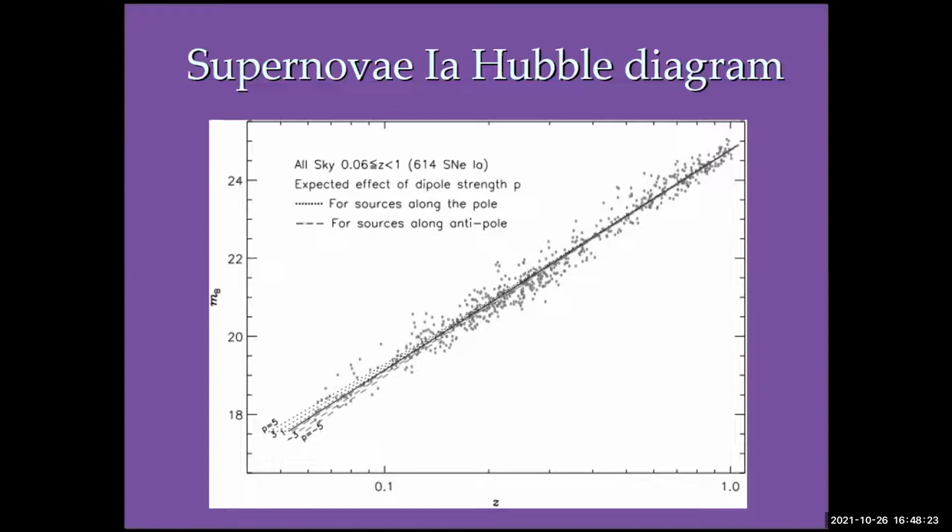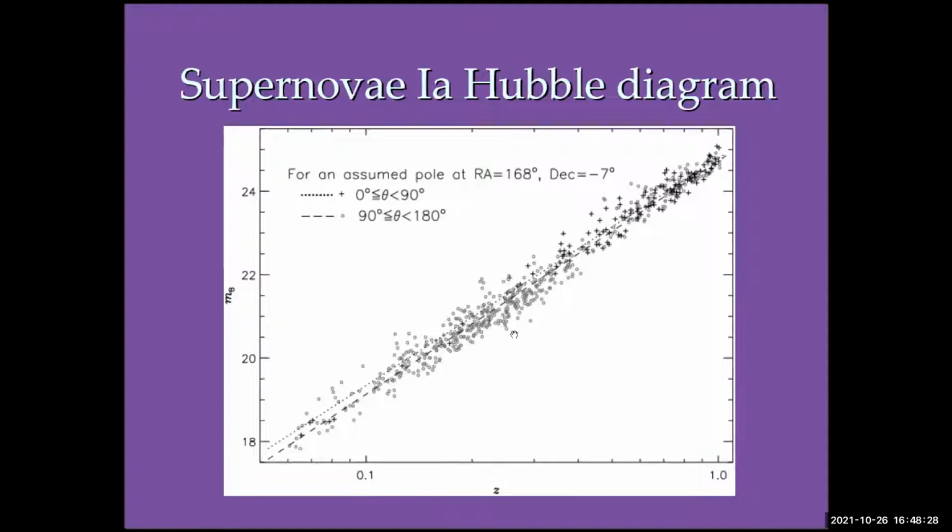Now, I took all these 614 supernovae, divided them into two hemispheres, and plotted them. You find that for theta 0 to 90 degrees, the forward hemisphere, all the sources fit into this line, whereas the sources between 90 and 180, the backward hemisphere opposite to the dipole direction, seem to be coming here. This difference between the two will be proportional to the peculiar velocity. Of course, there will be statistical uncertainty, but one can work that out.